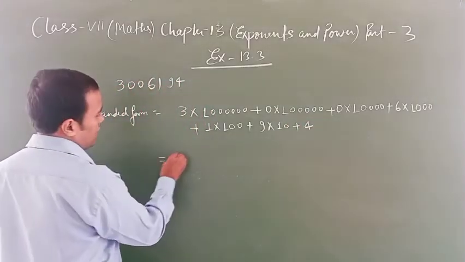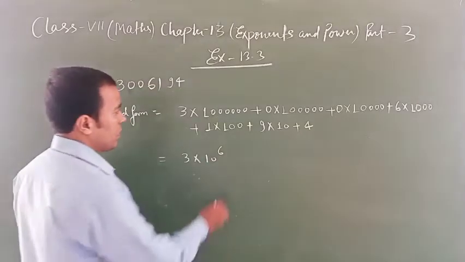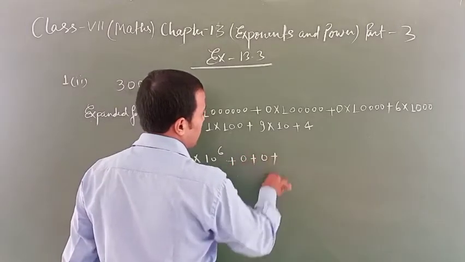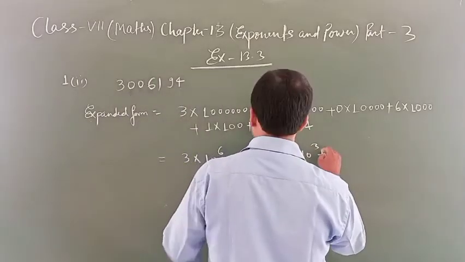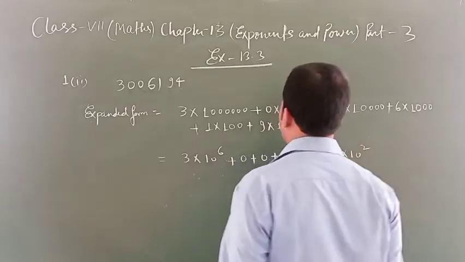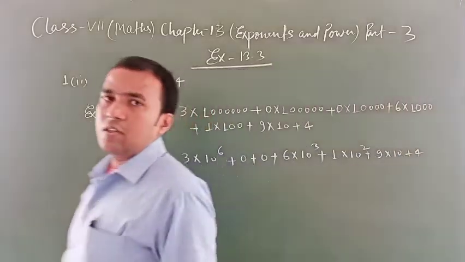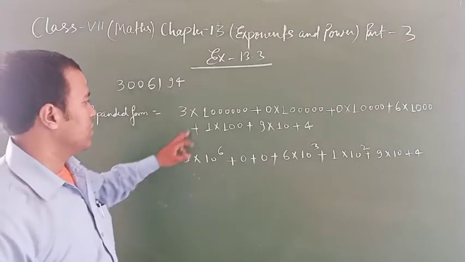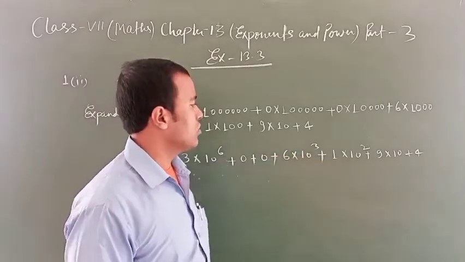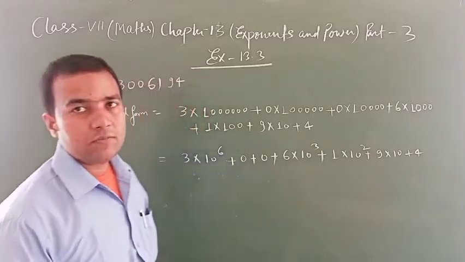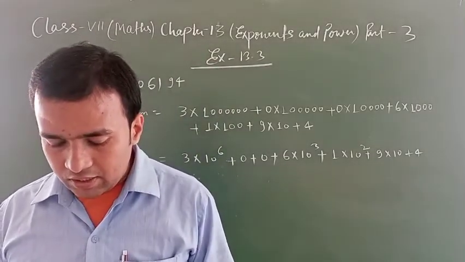After that we can write like this also: 3 into 10 to the power 6, plus 0, plus 0, plus 6 into 10 to the power 3, plus 1 into 10 to the power 2, plus 9 into 10, plus 4. Clear? Now the second question.